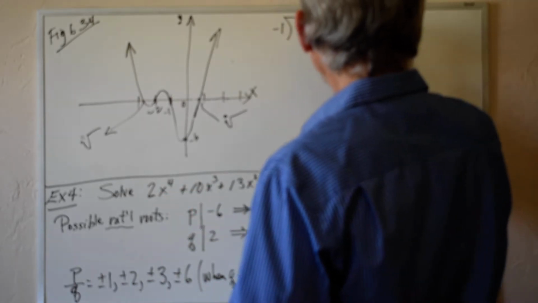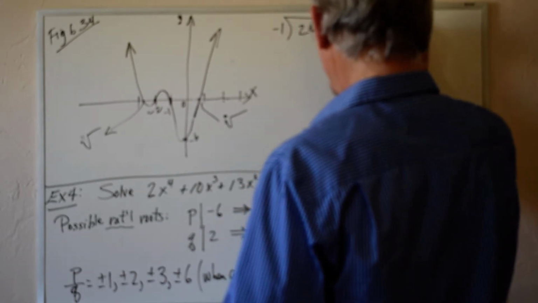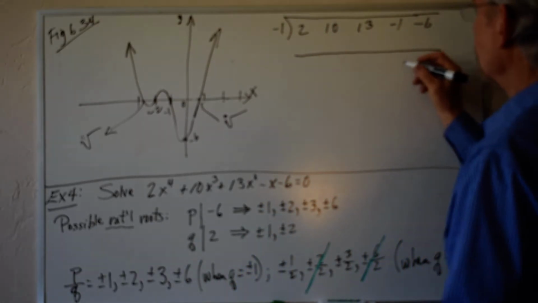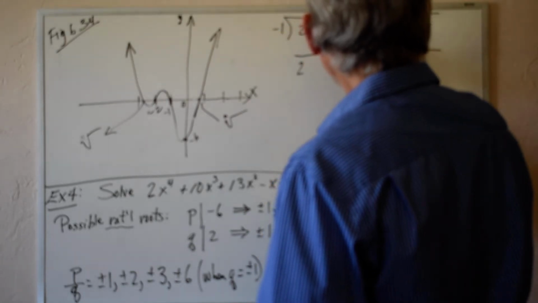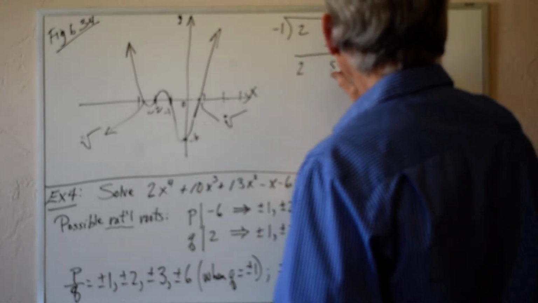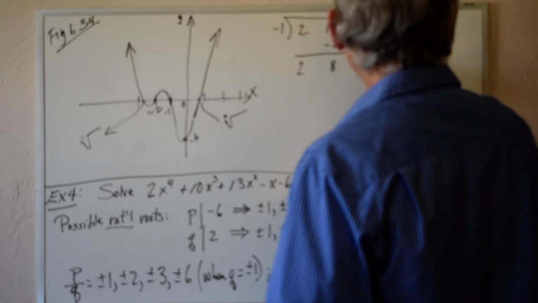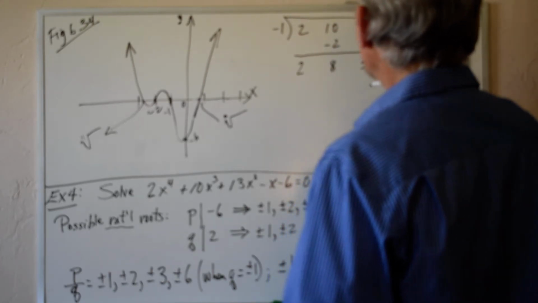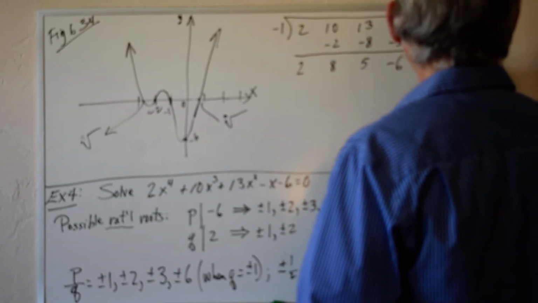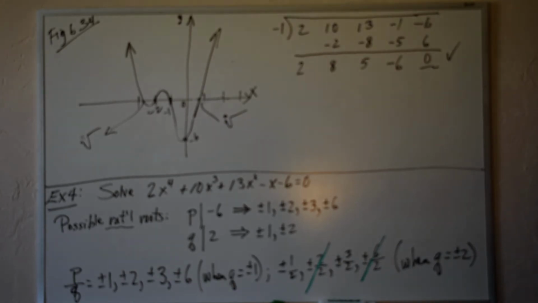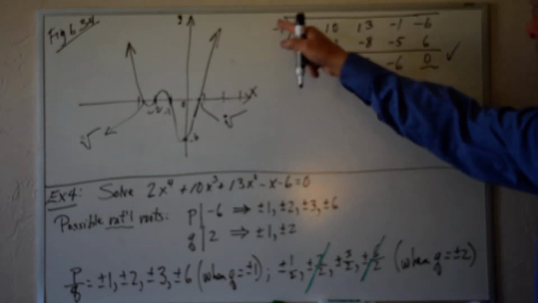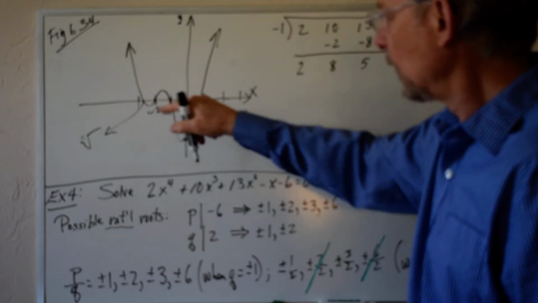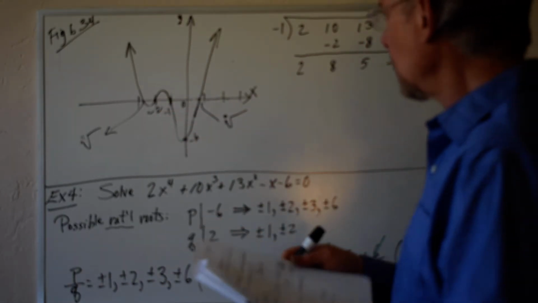So my coefficients are 2, 10, 13, -1, -6. Bring down the 2. 2 times -1 gives me -2. Add them up. 8. 8 times -1 gives me -8. Add them up. 5. 5 times -1 gives me -5. Add them up. -6. -6 times -1 gives me +6. I get a 0. So that checks out. -1 is, in fact, a root of this equation. And -1 is where that x-intercept is actually occurring. The other possibility is -2.